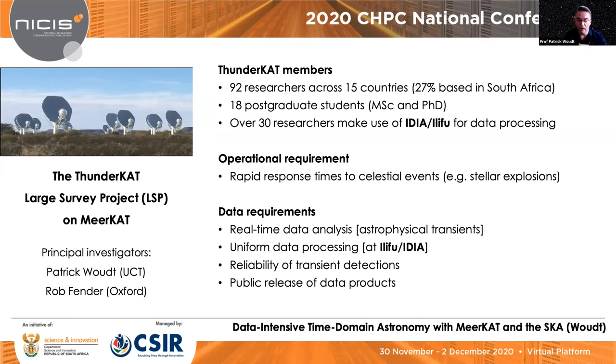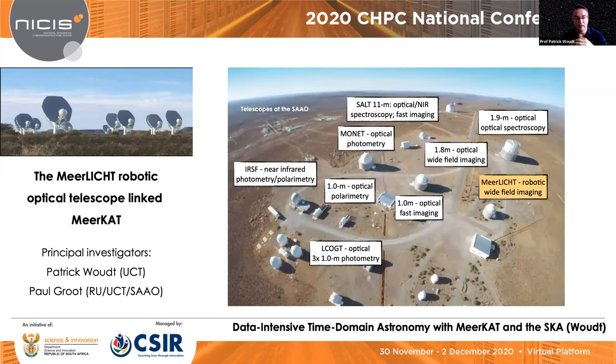Once we publish a public release of data products, we want to make sure that the data are processed in a uniform way. And when we find new transients, we also want to make sure that those are reliable detections. There's an additional complication in our way, in the sense that astronomy doesn't restrict itself to a single wavelength regime or a single frequency regime.